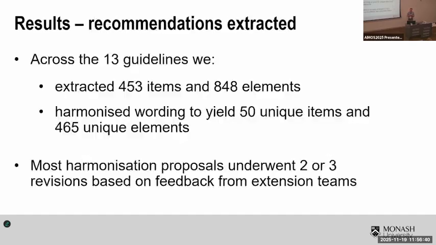Now, scary side, across the 13 extensions, we essentially extracted 453 items and 848 elements. Once harmonized, this is reduced down to 50 unique items, but still 465 unique elements. Consider this, though, as an item bank.